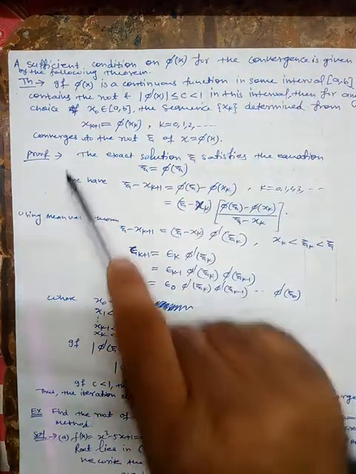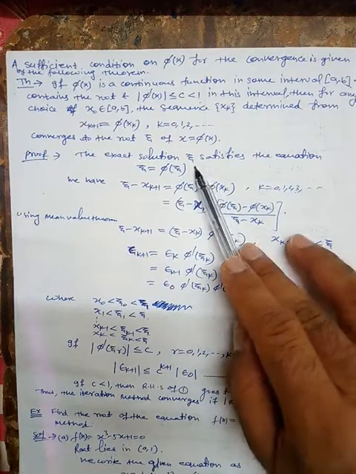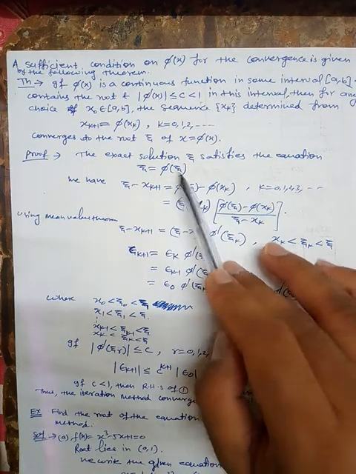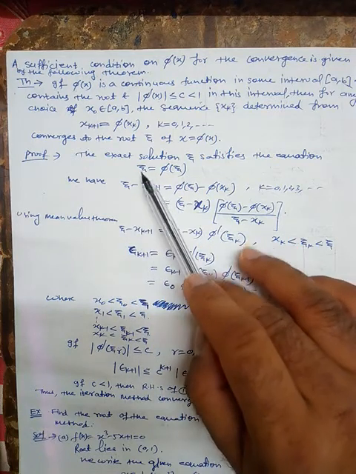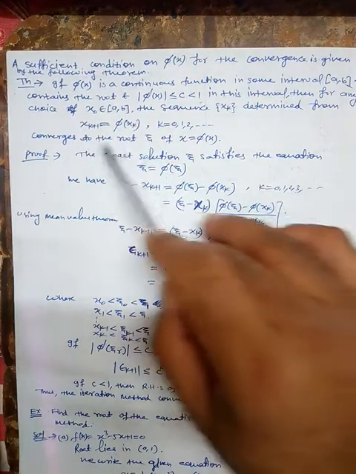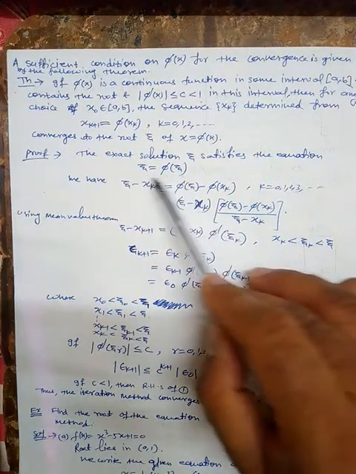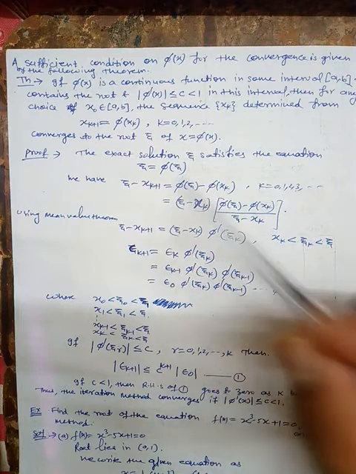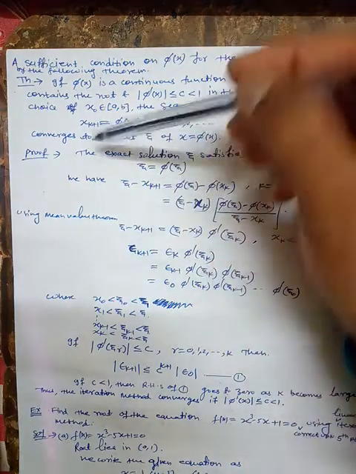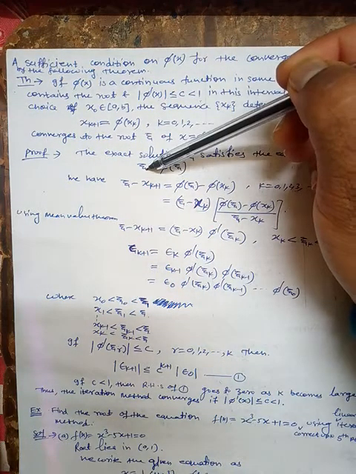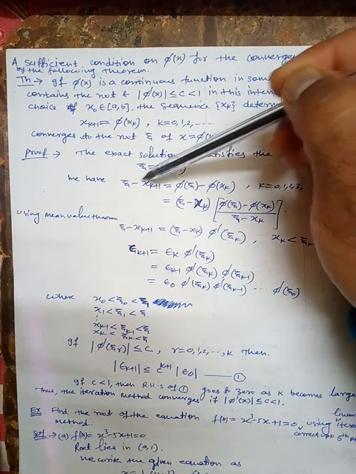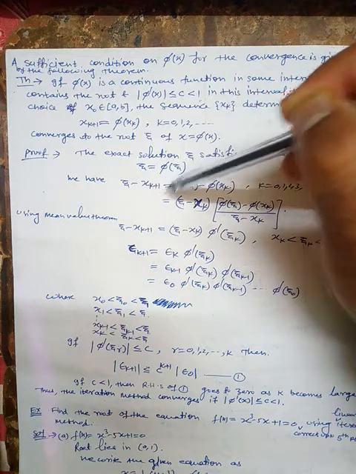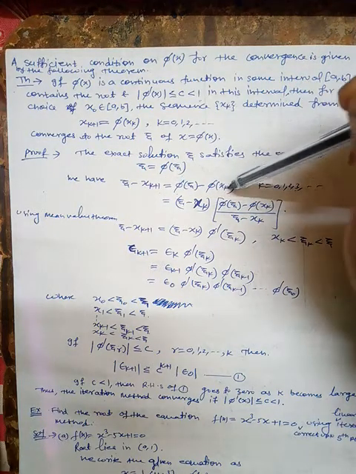Okay, so now the proof. The exact solution xi satisfies the equation xi is equal to phi of xi, because the true or exact root will satisfy this equation. Now we subtract the iteration equation from this equation, so we have xi minus xk plus 1 is equal to phi of xi minus phi of xk.